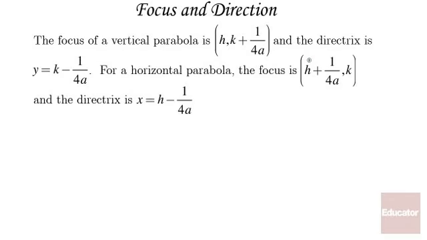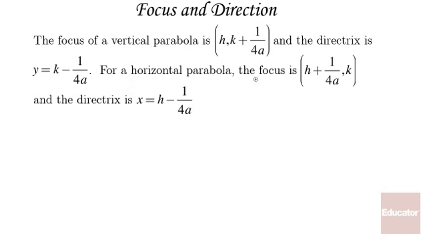In the beginning of today's lesson, we talked about the focus and directrix. And here are formulas to allow you to find those if you need to. If you have a vertical parabola, the coordinates of the focus are h for the x-coordinate and k plus 1 over 4a. And the equation for the directrix is y equals k minus 1 over 4a. Remember that the directrix is a line, so this is giving you the equation for that line. And this would be for a vertical parabola.